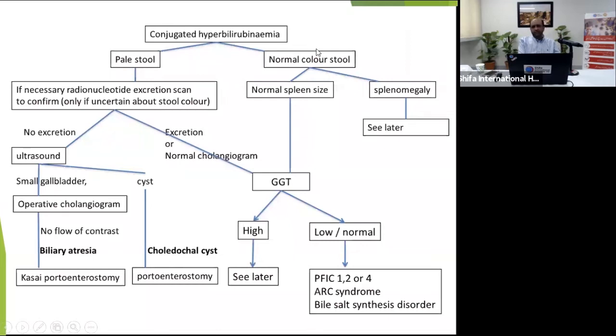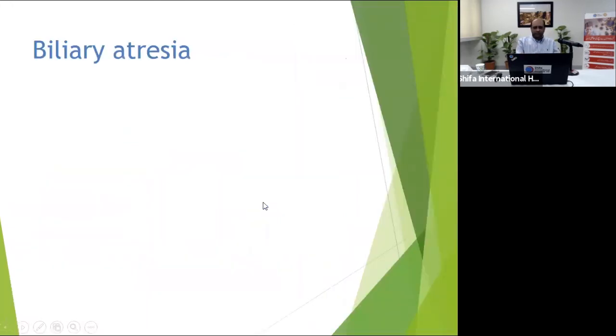If the color of the stool is pigmented or normal color stool, then you can further subclassify according to the gamma GT, as I mentioned in the beginning, the high and the low, and then you can further proceed.